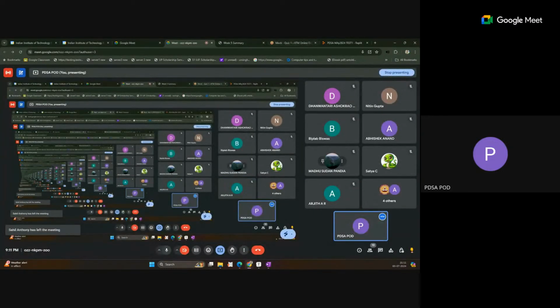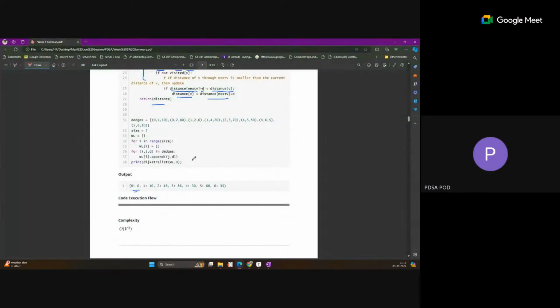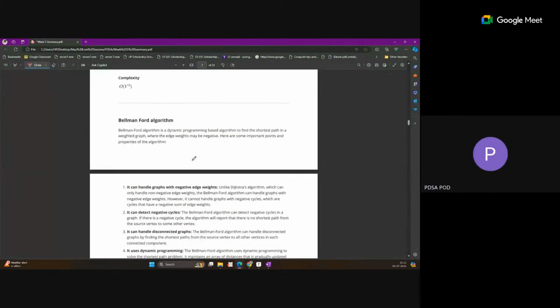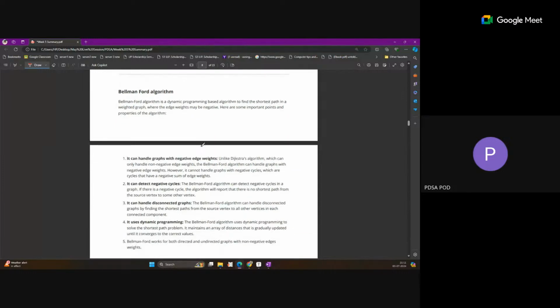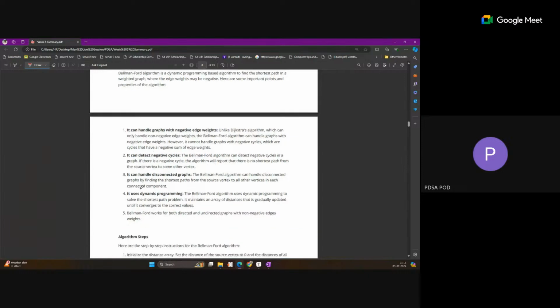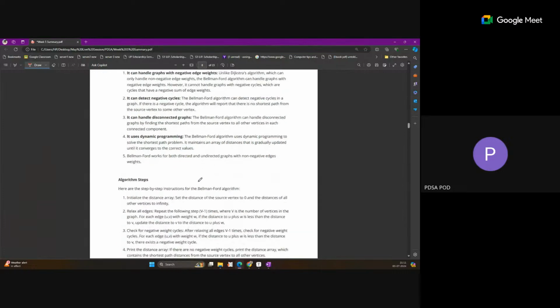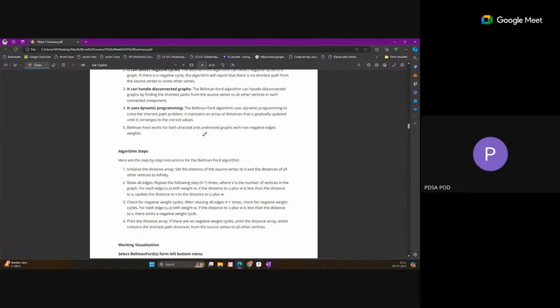Okay, so let's move to the next one, the Bellman-Ford algorithm. Bellman-Ford runs correctly on negative weights, but not on a negative weight cycle. So these properties are given here. It can handle a graph with negative edge weights. It can detect a negative weight cycle. It can handle a disconnected graph. It uses dynamic programming, which we will discuss later, when dynamic programming comes in our syllabus.